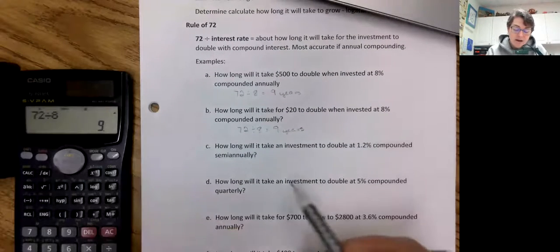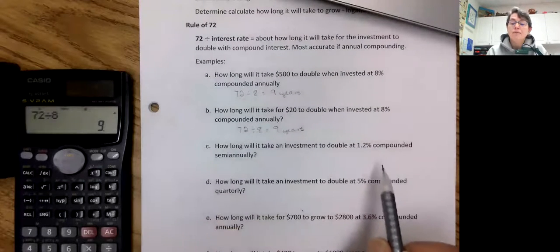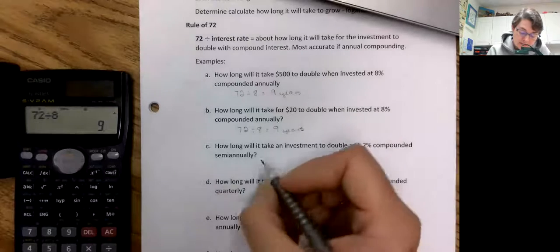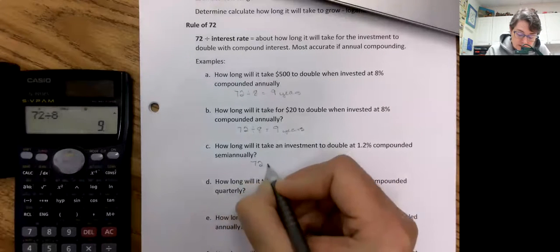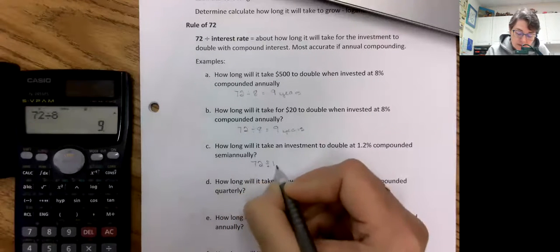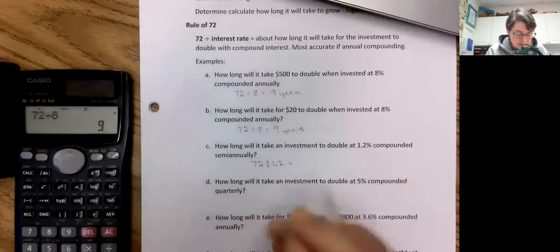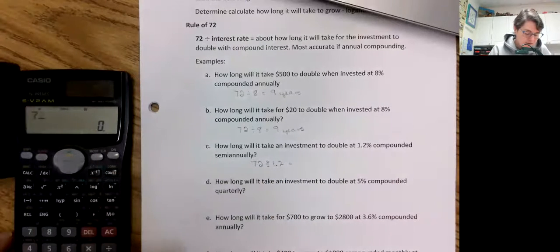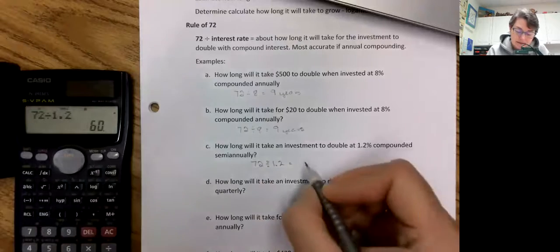All right. How long will it take an investment to double at 1.2% compounded semi-annually? 72 divided by 1.2. 72 divided by 1.2, I should know this, is 60.